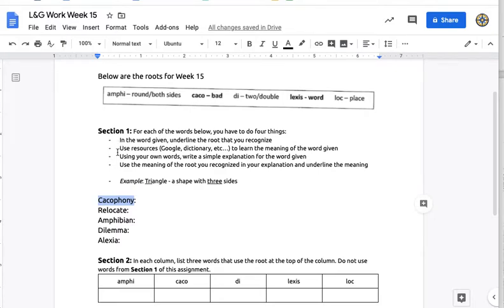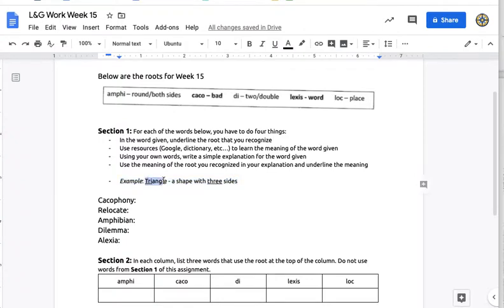First, you're going to underline the root that you recognize. You're then going to use Google or a dictionary to learn the meaning of a word given. And then you're going to create in your own words a simple explanation for that word. And then you're going to underline the meaning of the root that you recognize in that explanation. So here's an example. I'll do a few with you also.